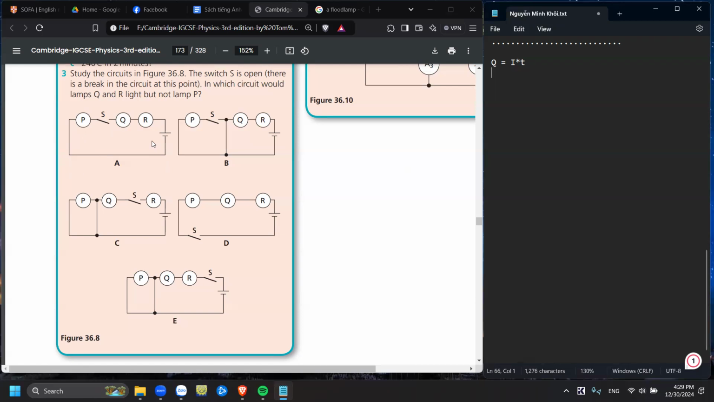In which circuit would lamps Q and R light, but not lamp P? Okay, so light here is a verb, okay? It's a verb, to light up, lit up. So you have to think carefully. This is related to series and parallel circuits.